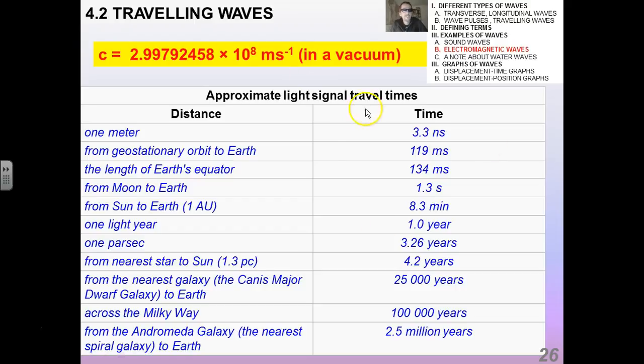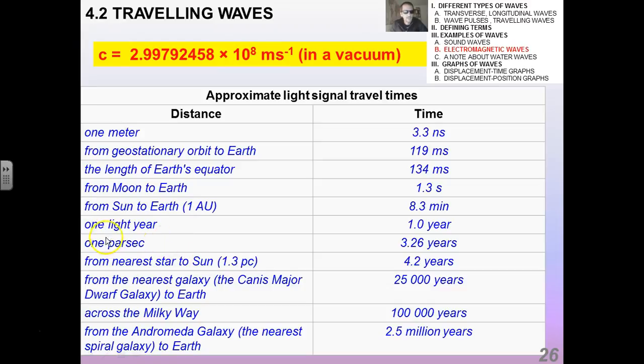Okay, you should be generally familiar with approximate light signal travel times. Don't memorize these, but be able to intelligently guesstimate some of these times, okay? So it turns out that the time for light to go 1 meter is 3.3 nanoseconds. That's pretty small. A light year, you should be aware, is not a unit of time, it's a unit of distance, and it's the distance that light travels in 1 year.